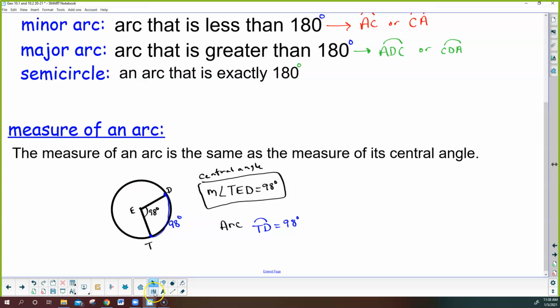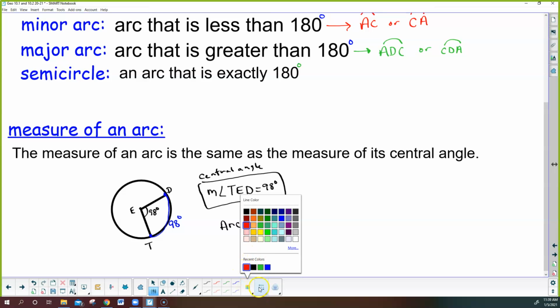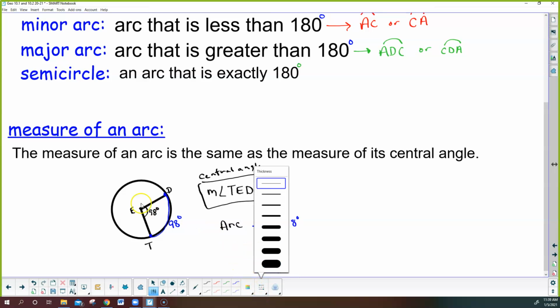Now I will mention that there actually is one more arc and one more angle that we could discover here. So let's say I just put a random point R right here. I could actually find a couple other things. What is the measure of DRT?